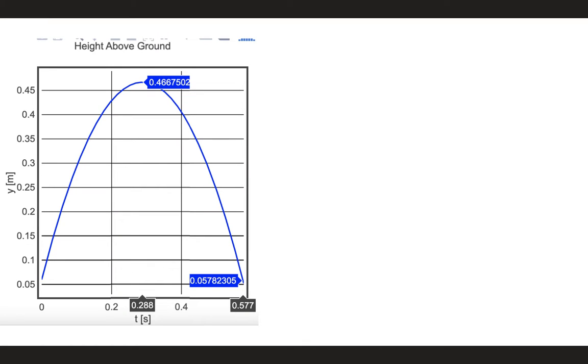So here's the first graph, the height above ground graph. And so in this one, we could talk about time of flight, all right? So let's talk about time of flight and see what we can get from this graph. Well, right here is the time of flight.